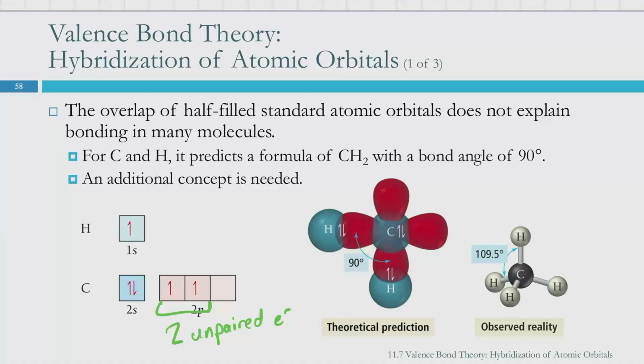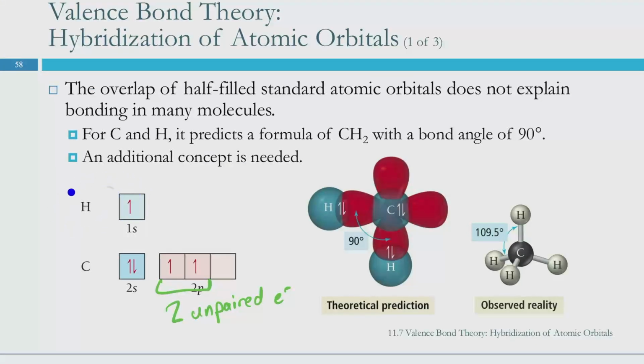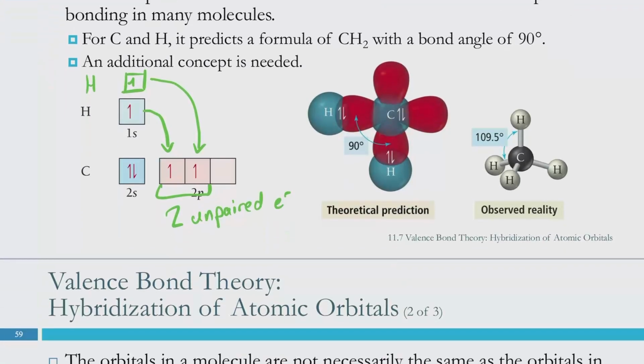So we would expect two hydrogens to come along. Let's draw in the other hydrogen. And just like we did with H2S, one pairs with the first one, the other one pairs with the second one, and we would form two bonds, and they would have 90-degree bond angles. But what we actually see with carbon and hydrogen bonding together is a tetrahedral shape. So we need to expand our theory a little bit for this to work.